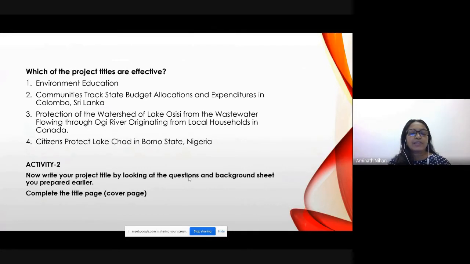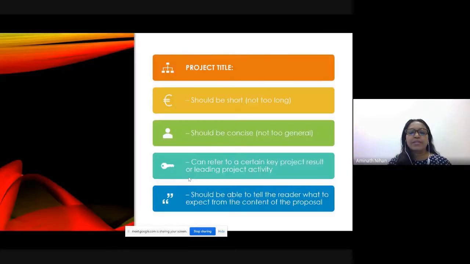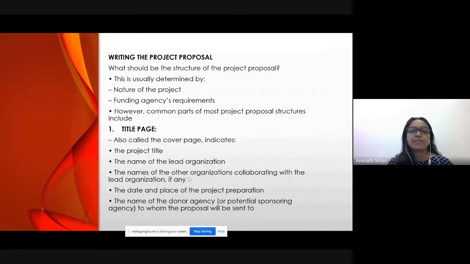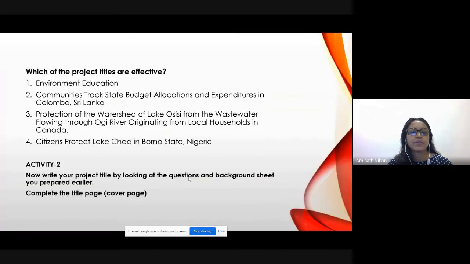After writing the title, complete the title page. Remember that the title page has the project title and the name of your organization. If you think you are going to involve other organizations, who are they? They should be on the cover as well. Add the date, the island or where the project is taking place, and where you are submitting the proposal to. So complete the title and the title page now. Okay, so that is activity 2.